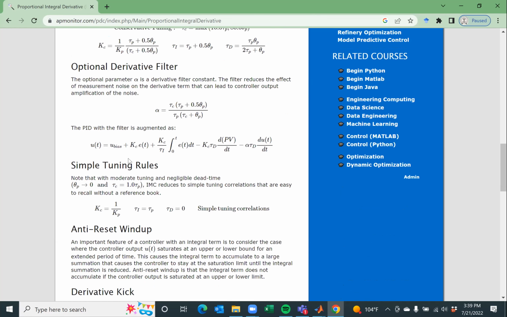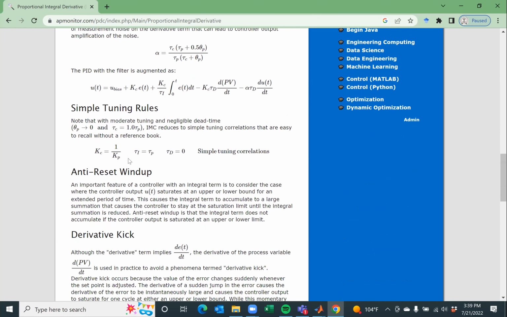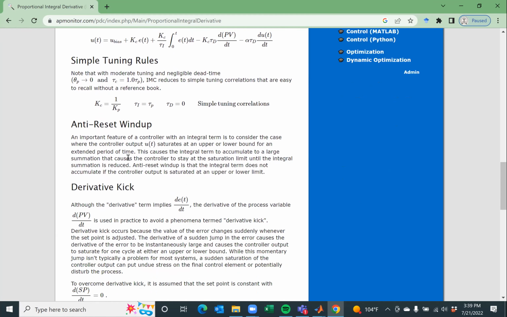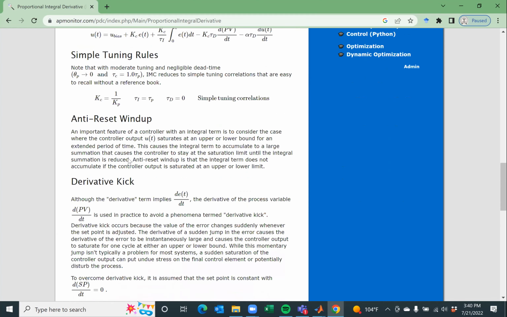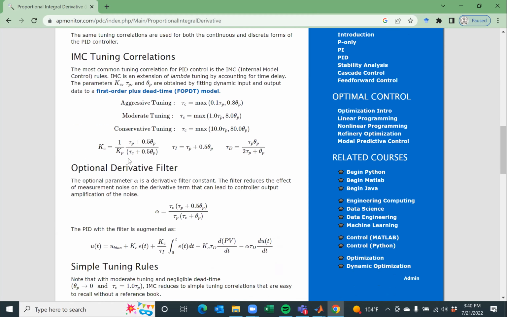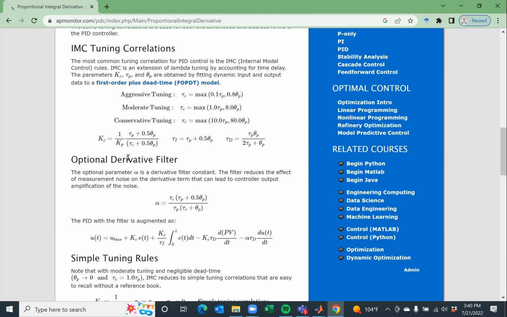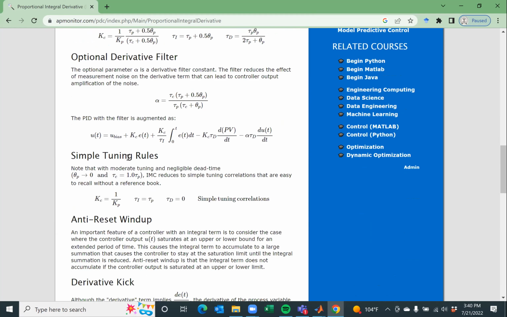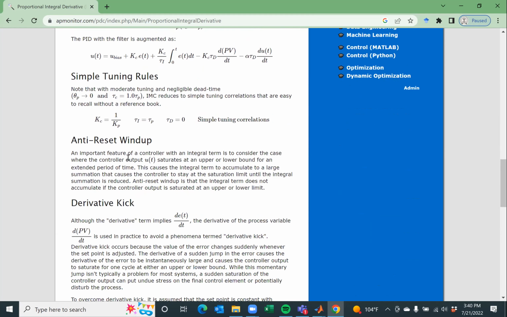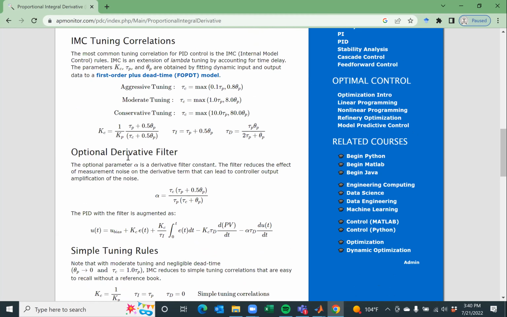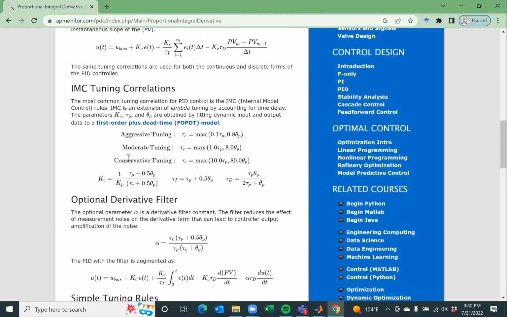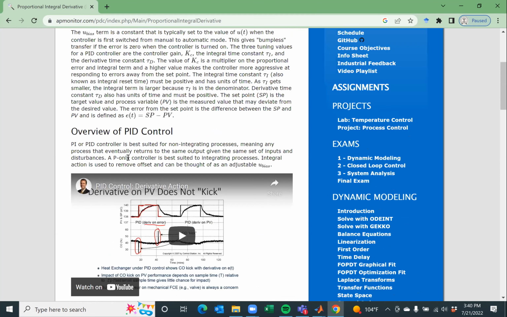Everyone understood this? And these are the simple terms: anti-reset windup, derivative kick, all these things. Please read through these. I will talk about the integral windup and derivative kick when we meet in the next class, because you need to have some hands-on experience with tuning PIDs before I can discuss these. Everyone knows where to find these labs.